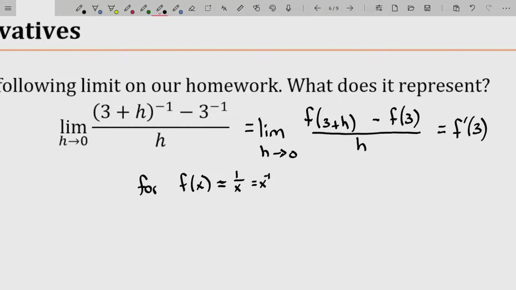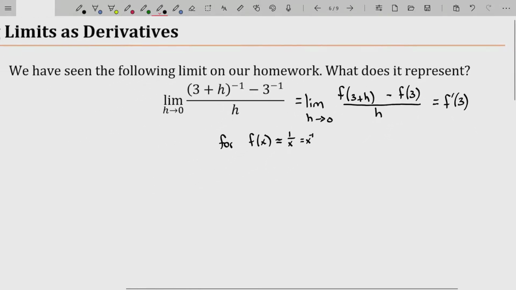Now, as you move forward in mathematics, you're going to run into limits. And by the time you get to limits like this, let me write down a limit really quickly.